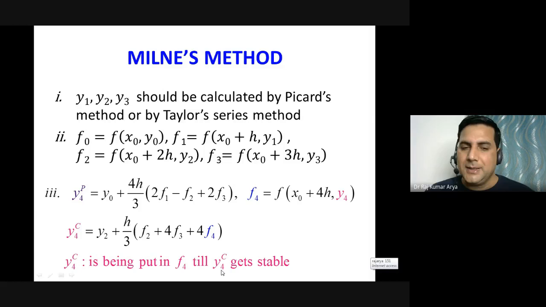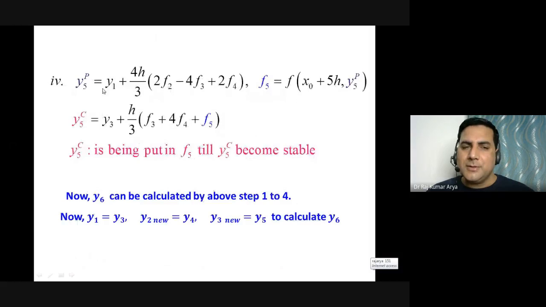Okay, and that would be the value of your y4. Now you want to calculate the value of y5 the same way. The expression for this is y1 plus 4h by 3 times 2f2 minus f3 plus 2f4. Y5 is calculated with this, and then f5. Now from here the corrected value of y5 is calculated. Again there is a loop between f5 and y5c, and you run it till it becomes stable.